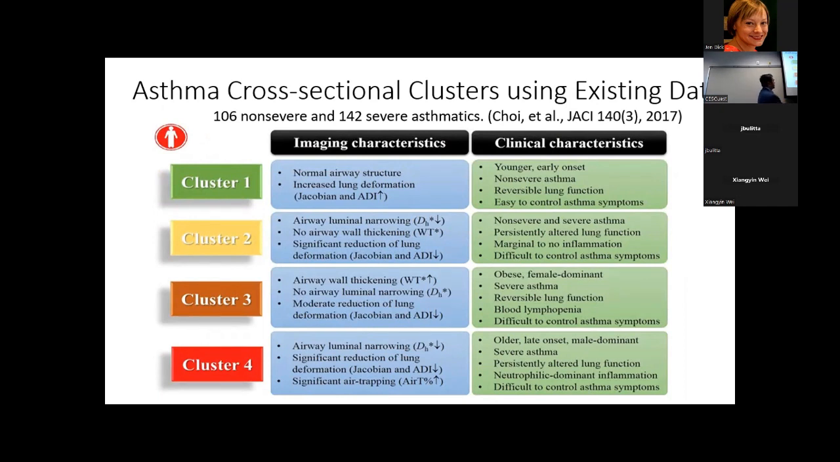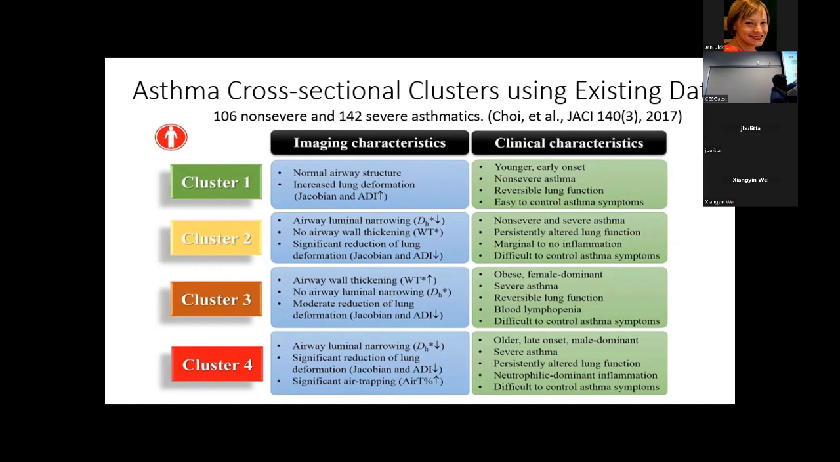Then we established association between imaging and clinical characteristics. So you can see the corresponding characteristics between imaging and clinical. And what's important is cluster 3 and 4 are both severe asthma, but they have quite different structural and functional characteristics. Small airway disease only appears in cluster 4, but not cluster 3. That means if we use PFTs, both have very low PFTs, but small airway disease only appears in cluster 4. And I will show you that the particle depositions are different. Okay?